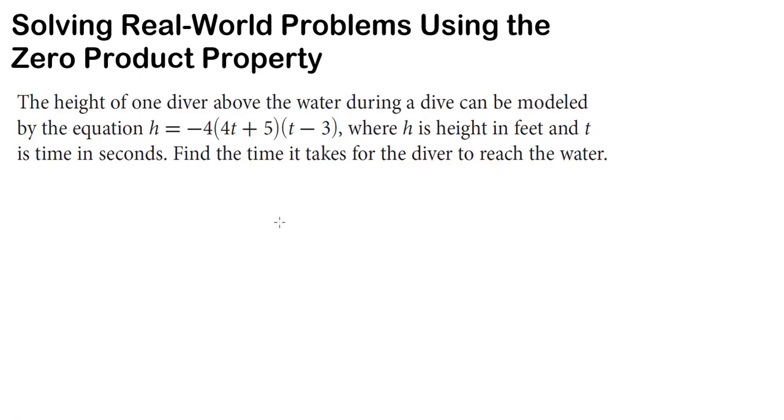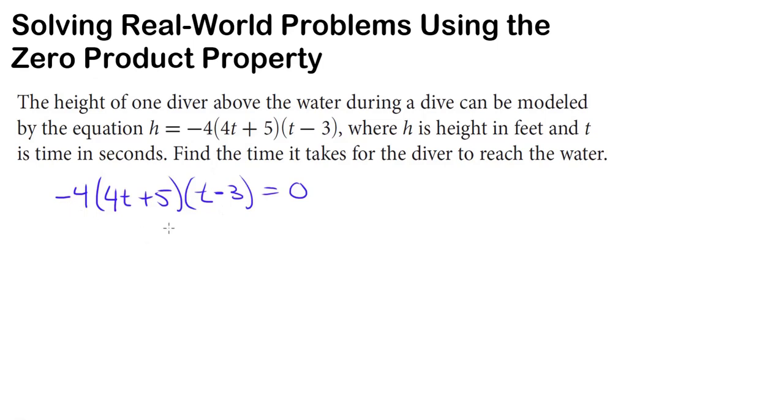So in this case, think of the surface of the water as 0 when we're talking about height above the water. So we can take this equation h equals negative 4 times (4t plus 5) times (t minus 3) and set it equal to 0. So that's going to look like this: negative 4 times (4t plus 5) times (t minus 3) equals 0. And then we're going to go ahead and use the zero product property to solve this equation.